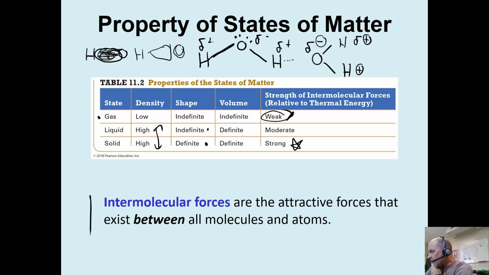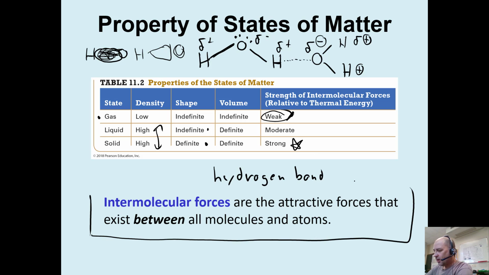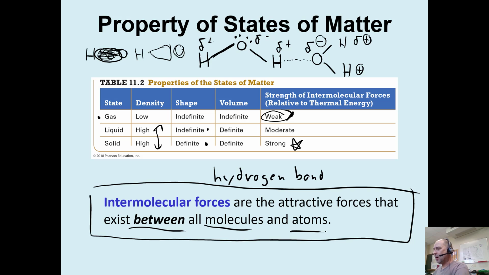And so now we can have an interaction. So this is a strong dipole, and we would normally call that a dipole-dipole interaction. But because hydrogen is involved, we call that a hydrogen bond. Okay, hydrogen bond. And so that is the strongest intermolecular force between molecules and atoms here. Again, the definition is important. Intermolecular forces are attractive forces that exist between molecules and atoms. Okay.